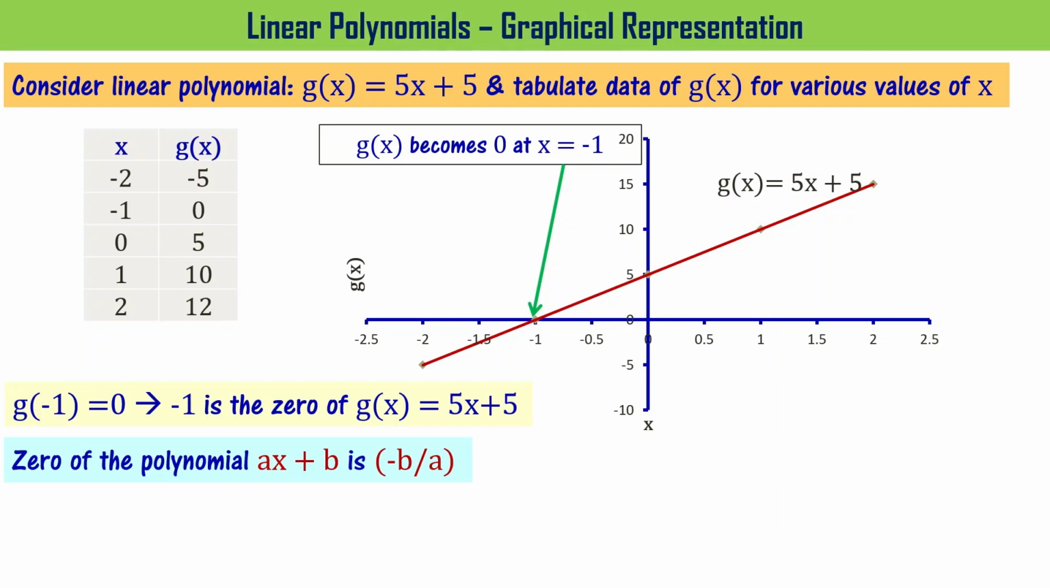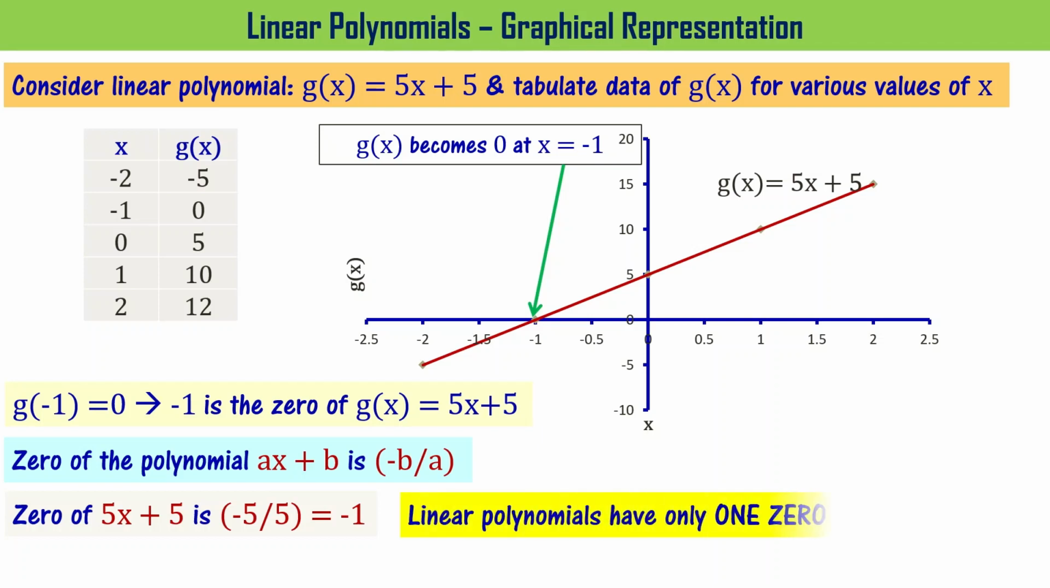When you apply this particular formula, you can say that the zero of 5x plus 5 is minus 5 by 5, that is equal to -1. This is exactly matching with the graphical representation of the zero, right? Even in the graph, we see that x equal to -1 is the zero. That is what we get when you use the formula of minus b by a. And another point I would like you to remember is linear polynomials will have only one zero.